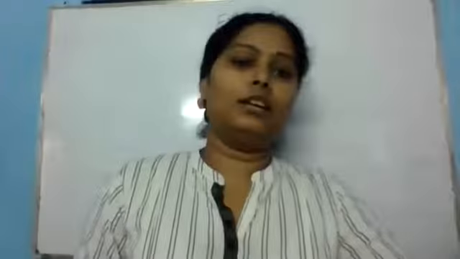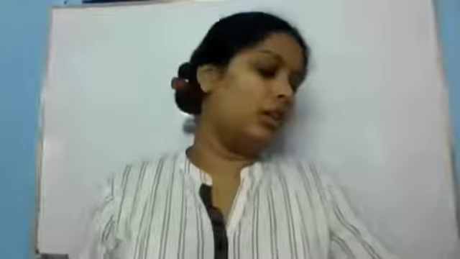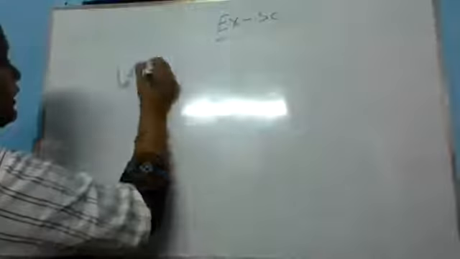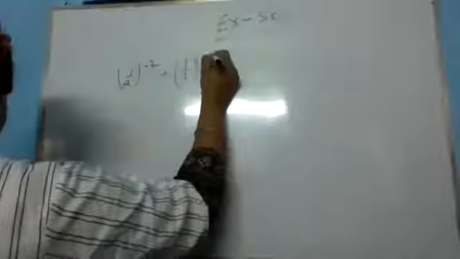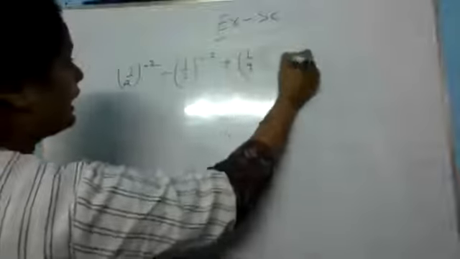So here I am explaining question number 4. Come to question number 4. 1 by 2 to the power minus 2 plus 1 by 3 to the power minus 2 plus 1 by 4 to the power minus 2. And I have to tell what is the sum of all these exponents.